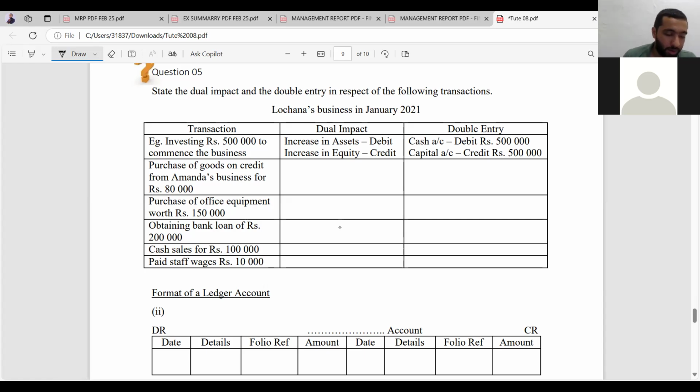What are the elements of accounting that are affected? Can someone please, Ashini, can you please tell me what are the elements of accounting that these two are affecting? What are the elements? Assets, liabilities, income, expenses, equity.